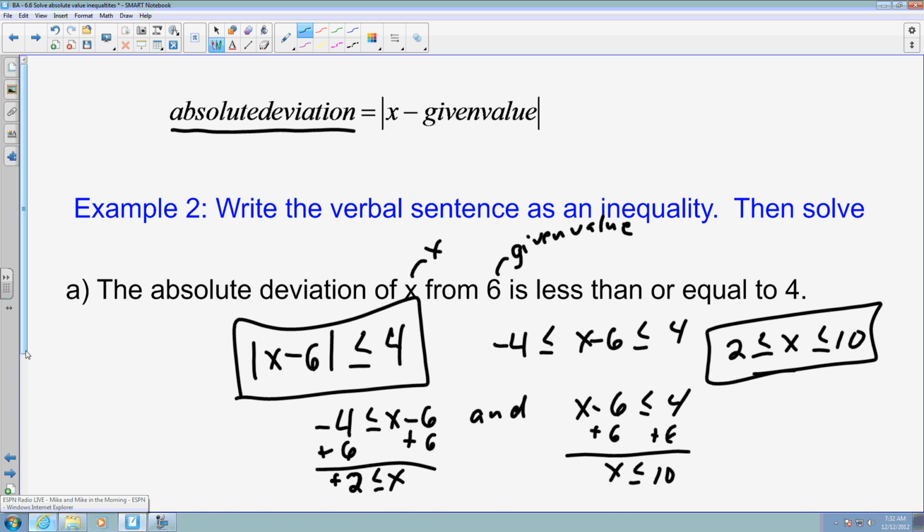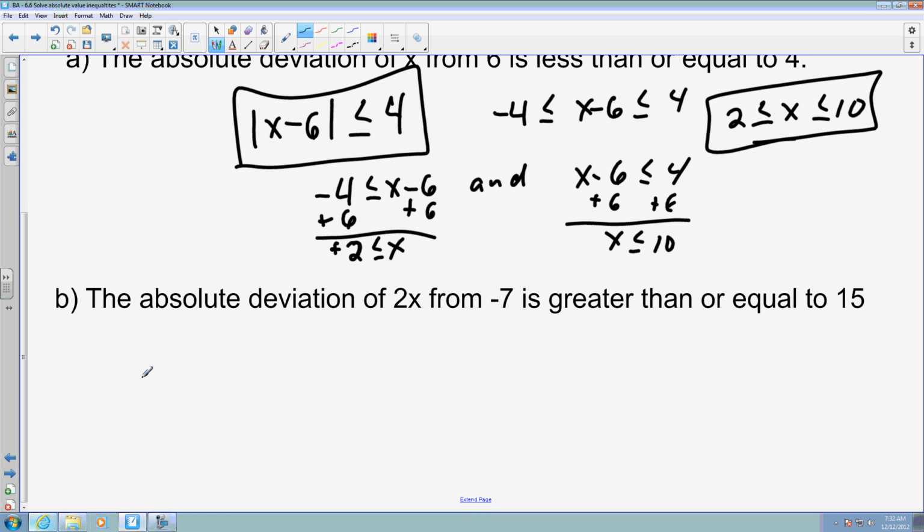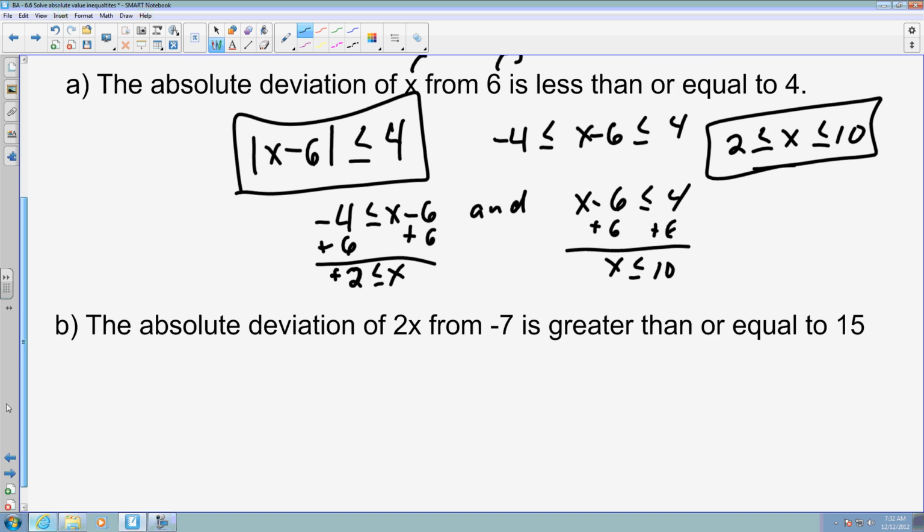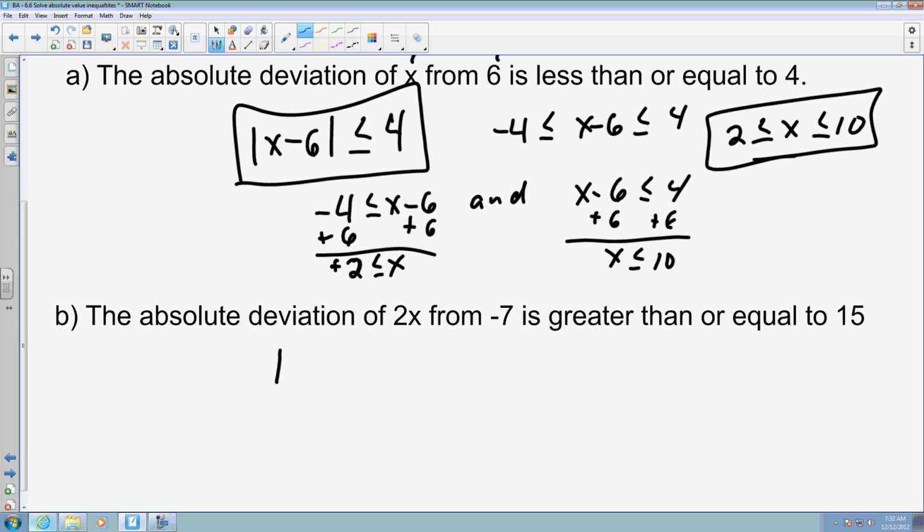Let's try one more. So I have the absolute deviation of 2x from -7 is greater than or equal to 15. So using our equation for absolute deviation, I can say the absolute value of 2x minus a -7, which would make it plus, is greater than or equal to 15. So that's how you would write it from the verbal sentence.